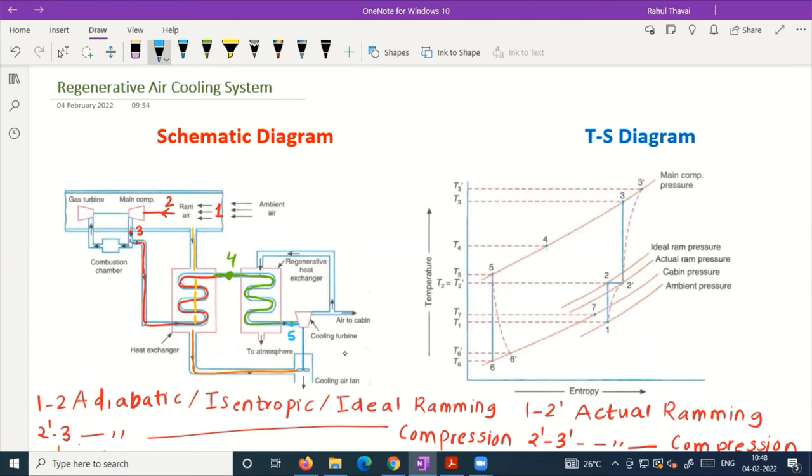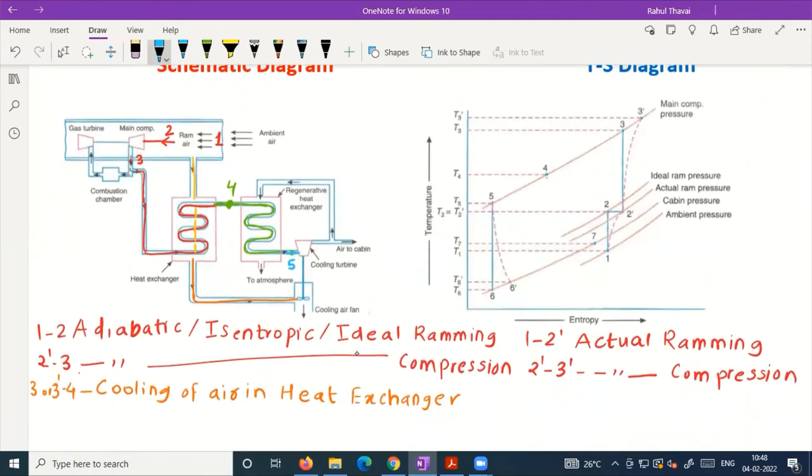Now the air coming out of this regenerative heat exchanger is supplied to the turbine. Here I need to mark some point. I'll write here: 4 to 5, further cooling of air in the regenerative heat exchanger.